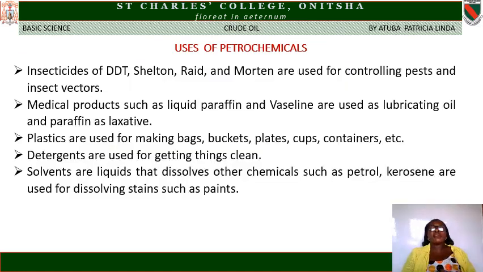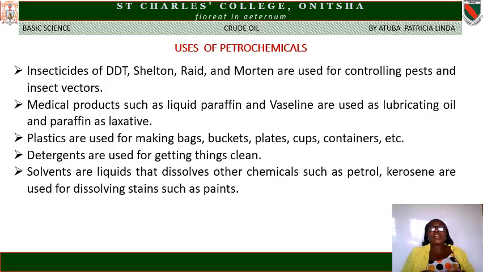Uses of petrochemicals. You don't need to be told the uses, because as we've seen the examples, we know their uses and we make use of them in our day-to-day lives. Number one, we have insecticides such as DDT, Shelltox, Rage, and Mortein. They are used for controlling pests and insect vectors. Number two, medical products such as liquid paraffin and Vaseline are used as lubricating oil and paraffin as a laxative.